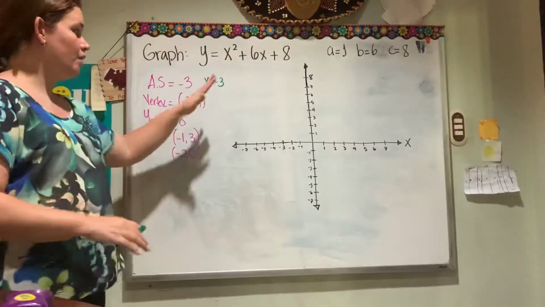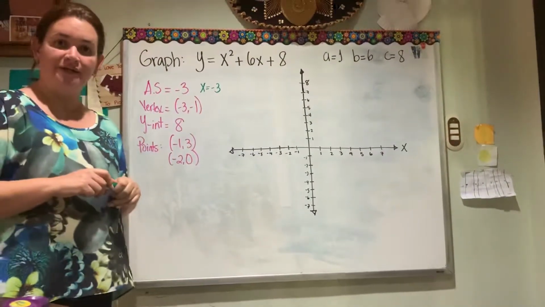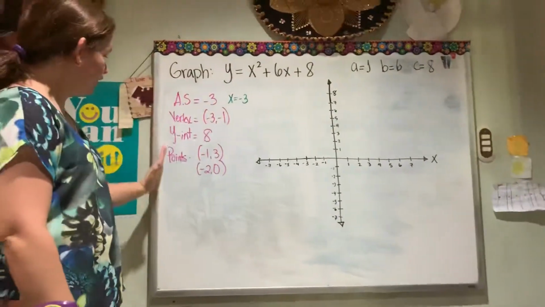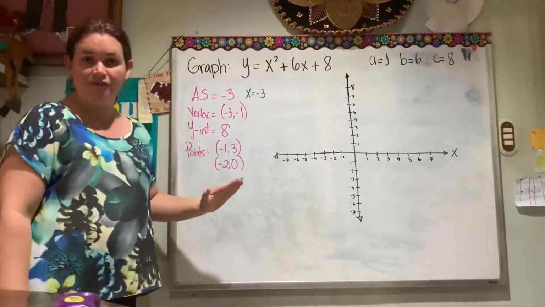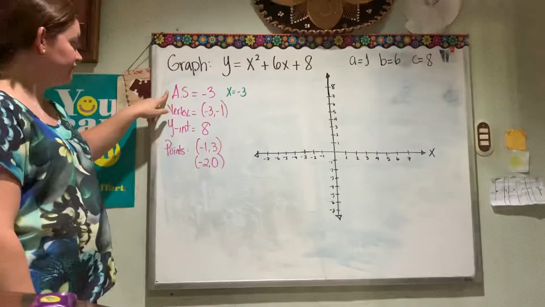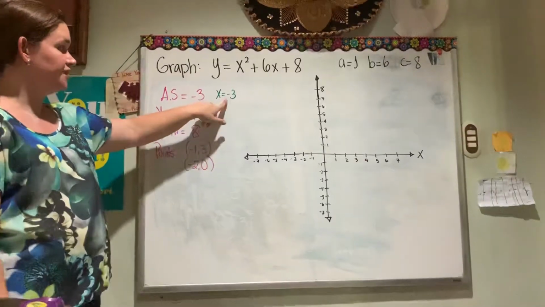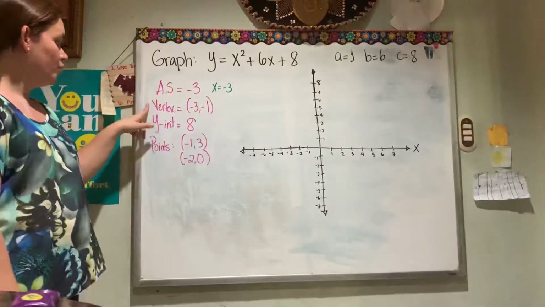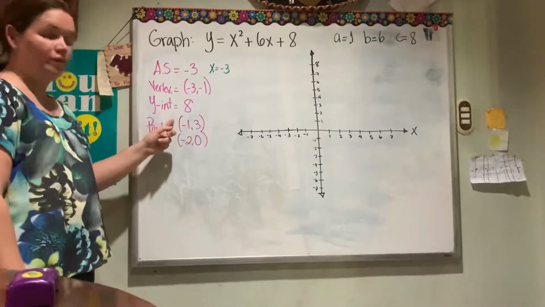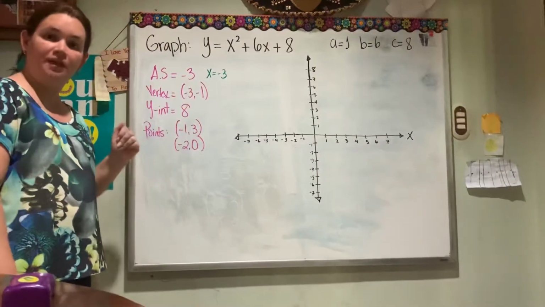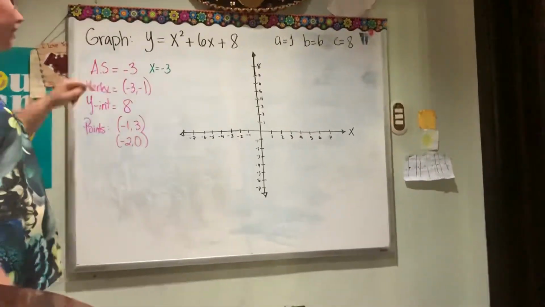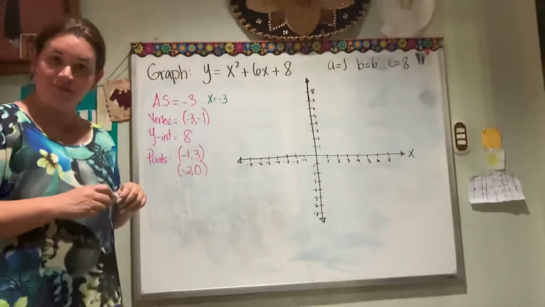Okay guys, now we are going to narrow down our exercise to the graph. I have made a summary over here of everything that we have gathered so far in order to be able to make our graph. First we have the axis of symmetry, which is x equal to -3. We have the vertex point, we have the y-intercept, and we have the 2 points that we did in the previous video.